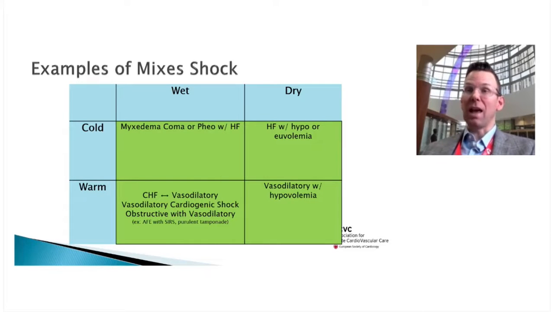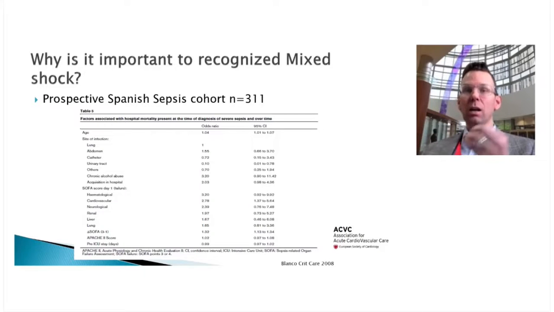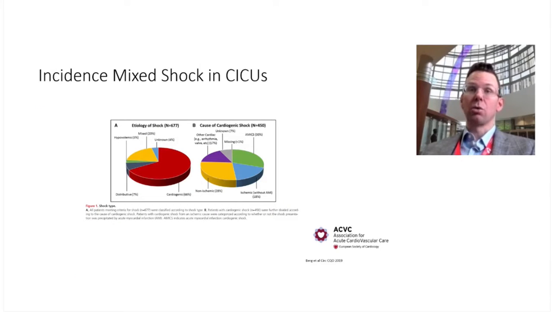You can be inflamed and obstructive at the same time. So once you've identified the first one, think of that second one. And here's why it's important. Here's a Spanish sepsis cohort. These are just patients who presented with sepsis. But when you have high cardiovascular SOFA scores with cardiovascular involvement, you have just under threefold odds of mortality. So identifying early not only relates to treatment, it relates to prognosis.